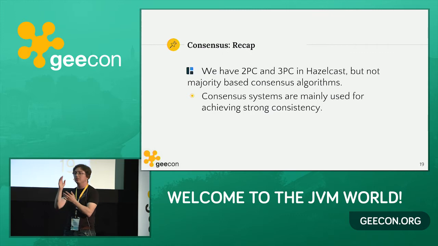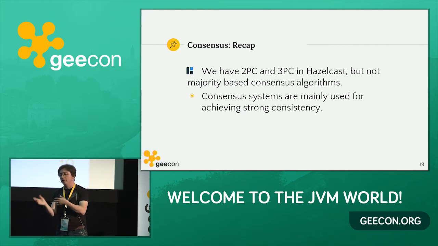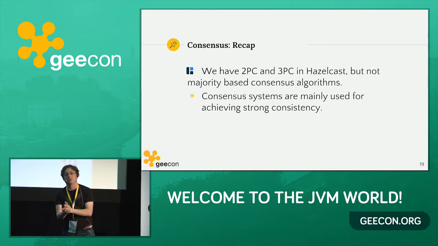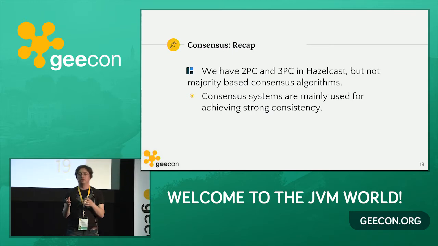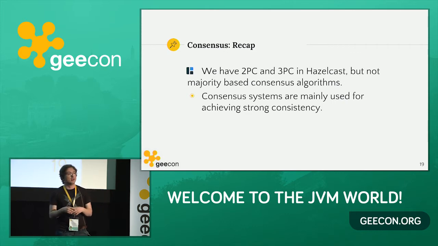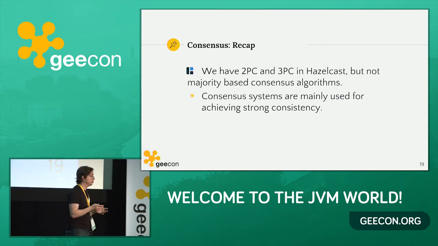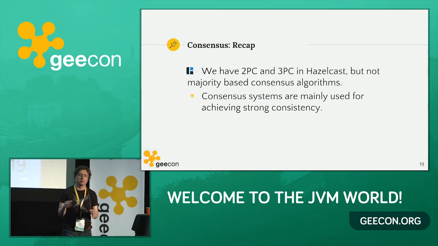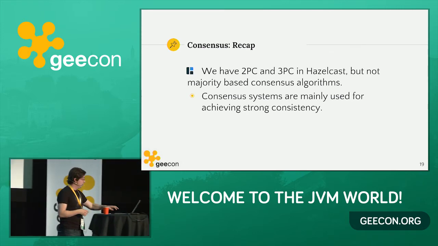But the thing is, these algorithms are mostly used to implement or achieve strong consistency in distributed systems. But they require a lot of coordination and communication among the nodes. So somehow they are expensive algorithms, and I think coordination should be avoided wherever possible to achieve horizontal scalability in distributed systems. So I have some more to discuss about this consistency topic.